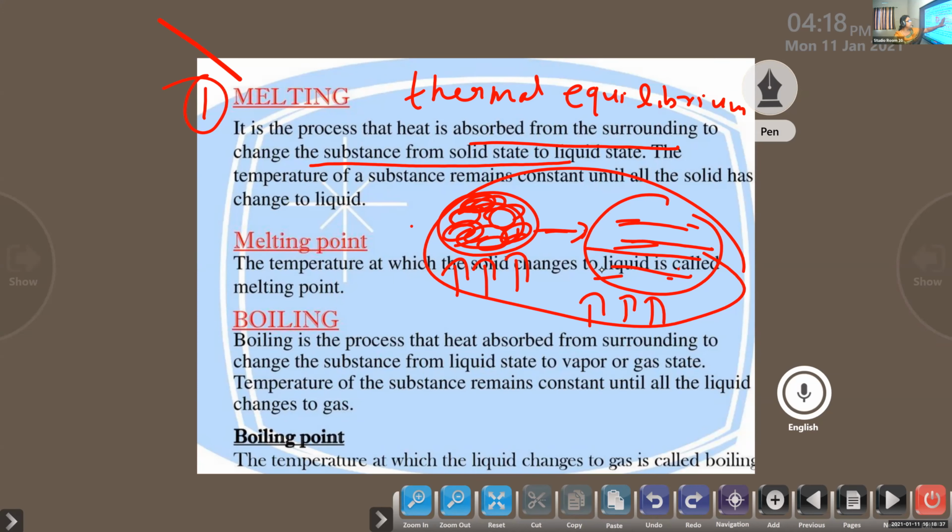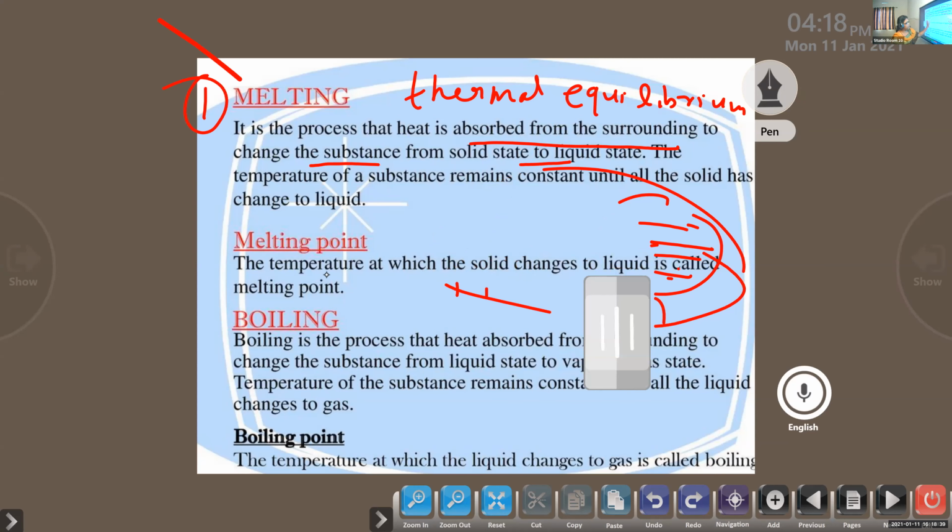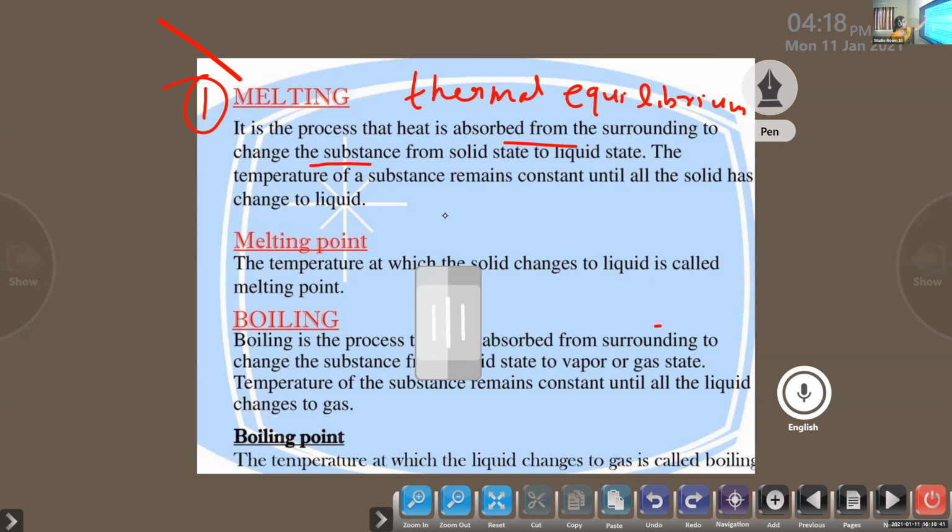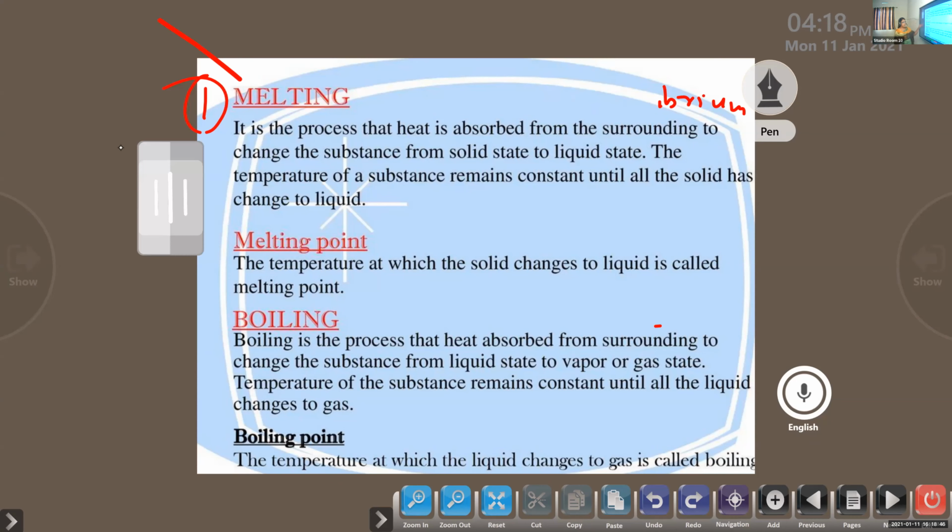And you already know what melting point is. That's very common, you already learned it in chemistry. The temperature at which a solid changes to liquid is called the melting point. Then the second change of state in the substance is boiling.